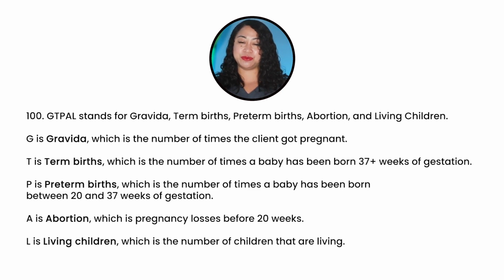G is gravida, which is the number of times a client got pregnant. T is term birth, which is the number of times a baby has been born at 37 plus weeks of gestation. P is preterm birth, which is the number of times a baby has been born between 20 and 37 weeks of gestation. A is abortion, which is pregnancy losses before 20 weeks. L is living children, which is the number of children that are living.